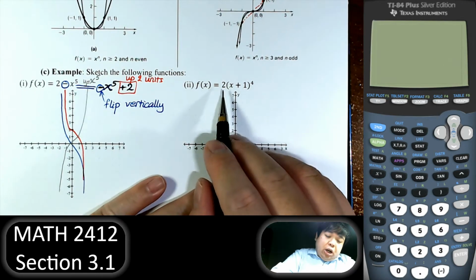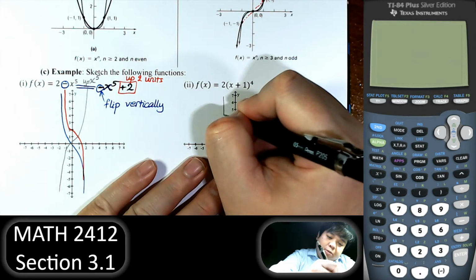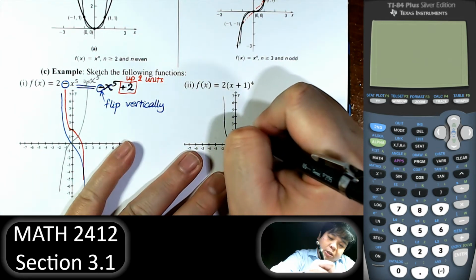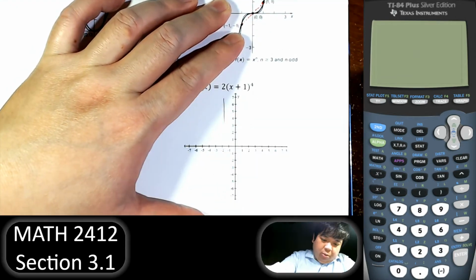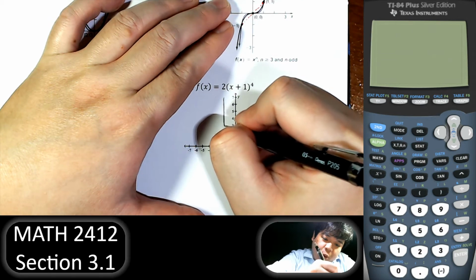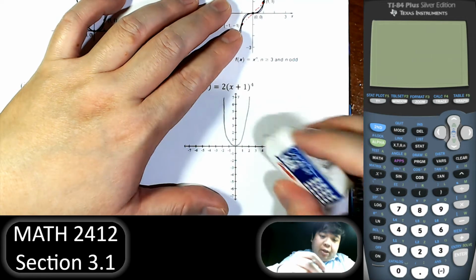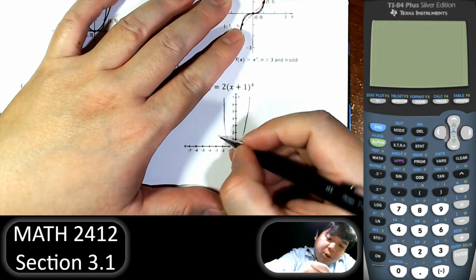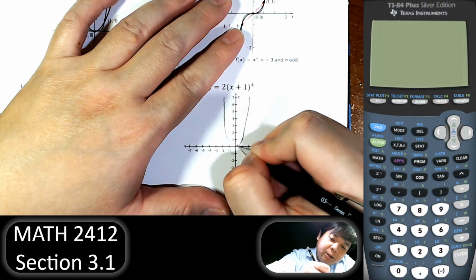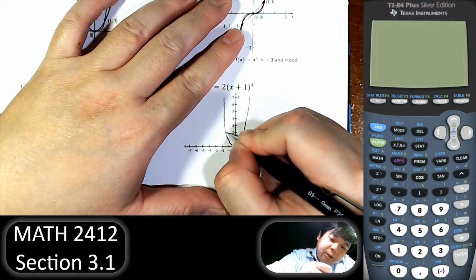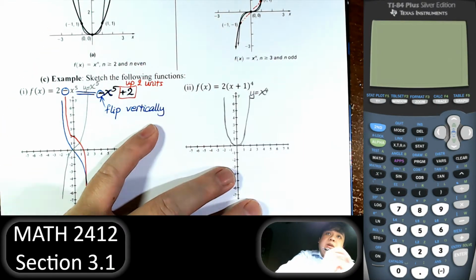Next, let's sketch 2 times x plus 1 to the 4th. X to the 4th power is kind of like a u. It's not a parabola, but this is more of a u than a parabola. And I should say when x is close to 0, it is extremely flat. So that is x to the 4th, the basic graph.